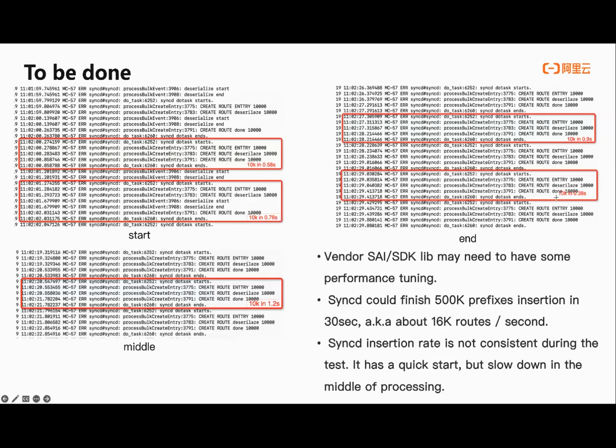And you can see here, in the beginning it takes around half a second to process 10K routes. But in the middle, it takes more than 1 second, like 1.2 seconds, to process 10K. And at last, it became faster, from 1 second to less than 0.4 seconds. So this might be a problem too.